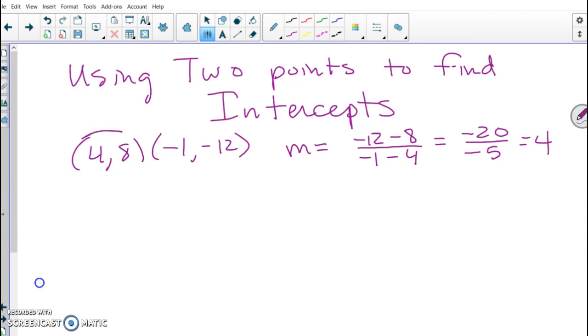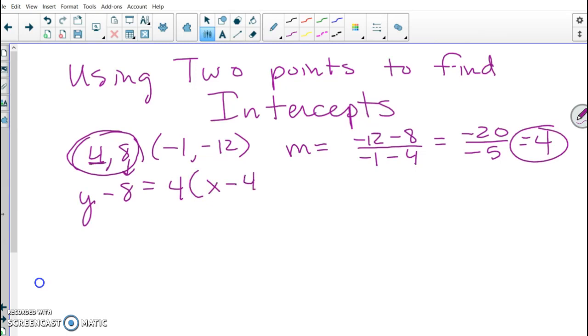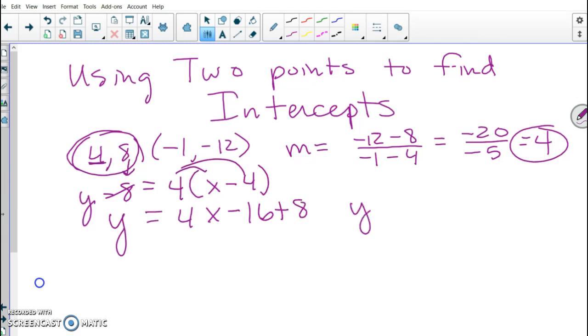I'm going to plug in one of these points. Again, I choose the one with the least amount to remember. I'm going to put it into point slope form. It is y minus 8 equal to the slope that we just found, 4, times x minus my x value, which is 4. We're going to simplify this, 4x minus 16, and I'm just going to add that 8 at the same time. Y is equal to 4x minus 8.